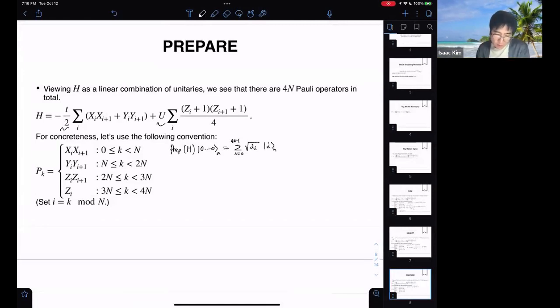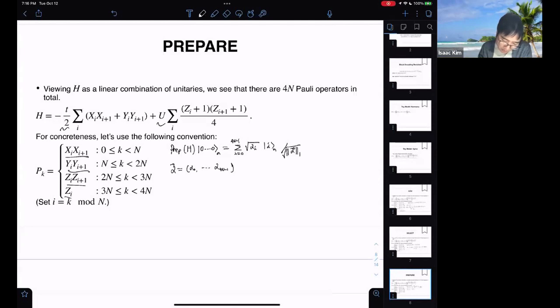Yes, I think this is the state that you want to get. So what is alpha? Actually, I need to properly normalize. So what is alpha? This is a vector, alpha 0 all the way to alpha 4 minus 1, where these are the coefficients of these terms like xi plus 1, y plus 1, zi plus 1, zi.